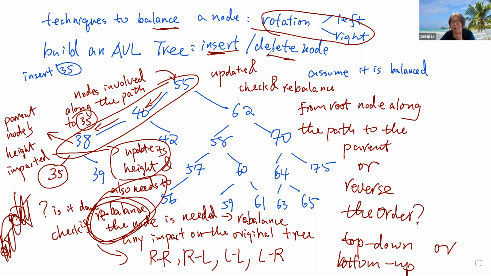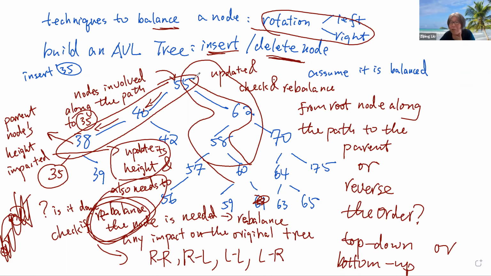And the same thing whenever you do delete. Suppose you delete 61. After you delete, you disturb its parent nodes' balance and height. So then the same thing, all along the path, the heights of the nodes need to be updated, and if they are not balanced, then they need to be rebalanced.